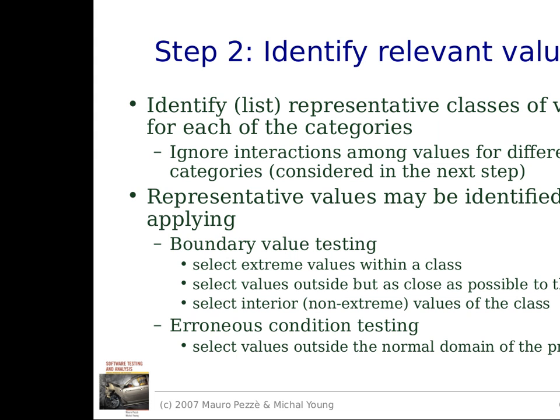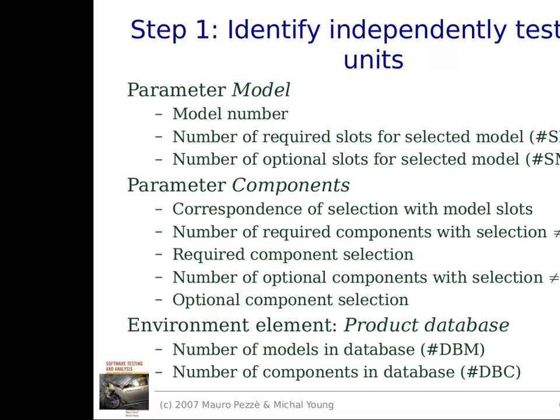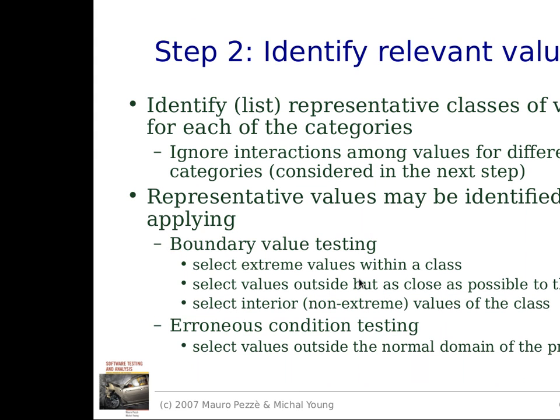Then you need to come up with identifying actual values. So how many model numbers can there be? How many slots can there be required? How many optional slots can there be? Etc., etc. You may come up with boundary value testing: extreme values, then values outside but close, or just outside the boundaries. One too many slots in this computer, or one not enough. And then of course erroneous values. I have 3 required slots and 42 components in those slots. It doesn't make sense.